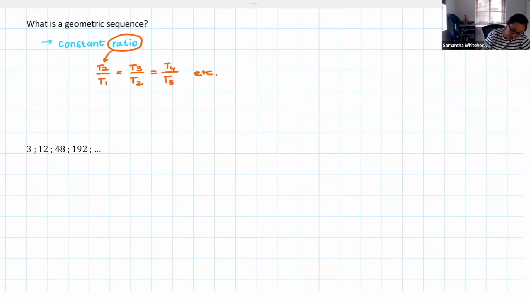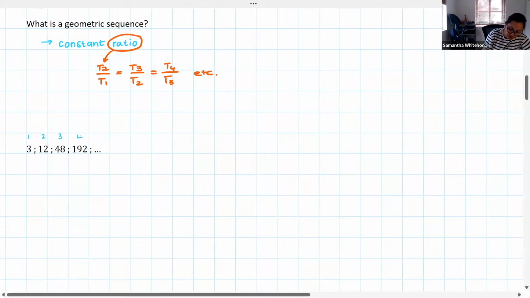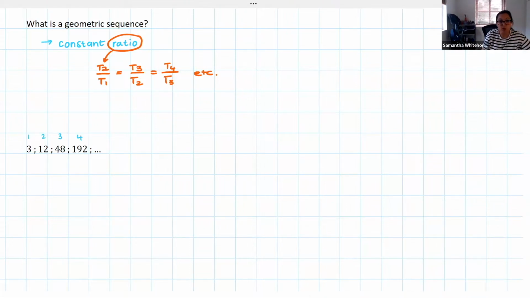So I want to talk about this ratio really quickly. Remember, this is term 1, term 2, term 3, and term 4. What we want to check is whether or not these ratios are constant. If I took term 2 and divided it by term 1, that would be 12 divided by 3, which we know is 4. Term 3 divided by term 2 would be 48 divided by 12, which is 4. And term 4 divided by term 3 would be 192 divided by 48, which you might need a calculator for, which is absolutely fine. Either way, you get 4.